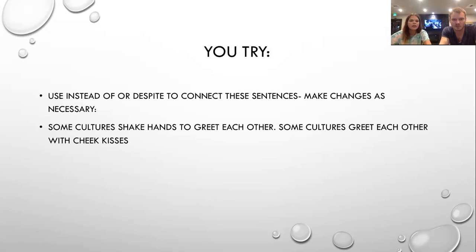And finally, use instead of or despite. Some cultures shake hands to greet each other instead of, or despite, some cultures greeting each other with cheek kisses. So it says to remember you could change the order or make changes as necessary. So we might need to change the verb. So for example, it could be some cultures shake hands to greet each other instead of greeting each other with cheek kisses.